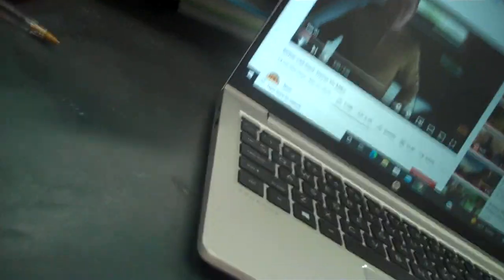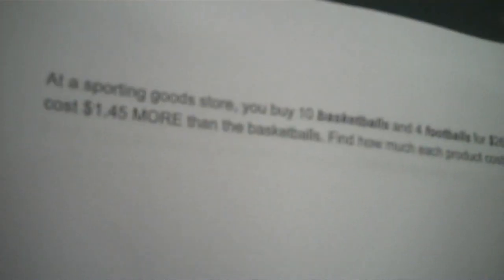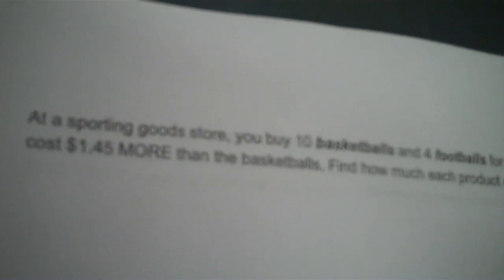Now, how do you do that one problem? Well, you're going to have to be patient here because I want to go over some review of what we learned so far about these systems grids. At a sporting goods store, you buy 10 basketballs and 4 footballs for $264.80. The footballs cost $1.45 more than the basketballs. Find how much each product cost.